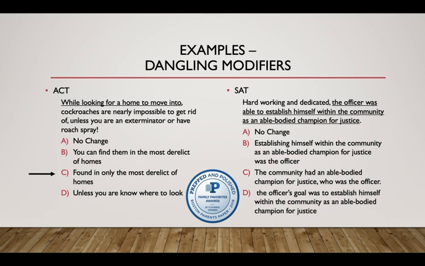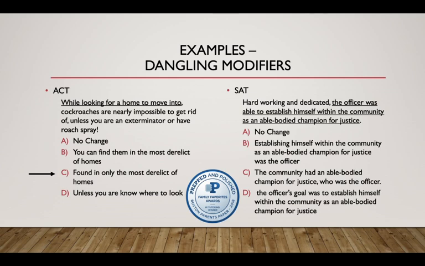Now, hardworking and dedicated, the officer was able to establish himself within the community as an able-bodied champion for justice. Okay. Establishing himself within the community as an able-bodied champion for justice was the officer. The community had an able-bodied champion for justice who was an officer. The officer's goal was to establish himself within the community as an able-bodied champion for justice. Again, I'm seeing the same words, but different formats. So I look at the beginning of the clause. Hardworking and dedicated. Who or what was hardworking and dedicated? Well, the police officer.